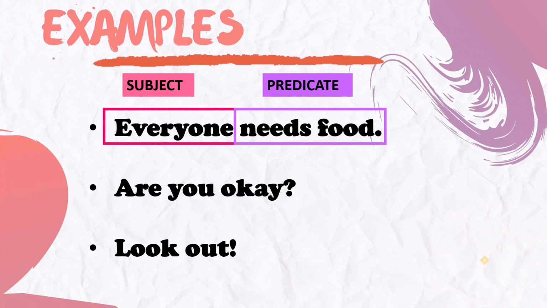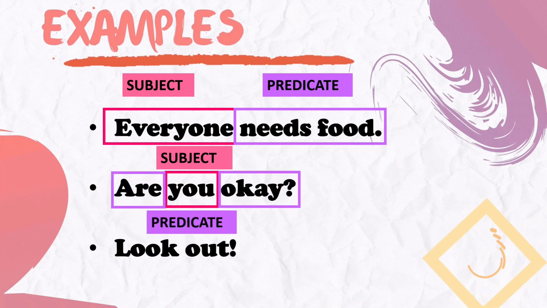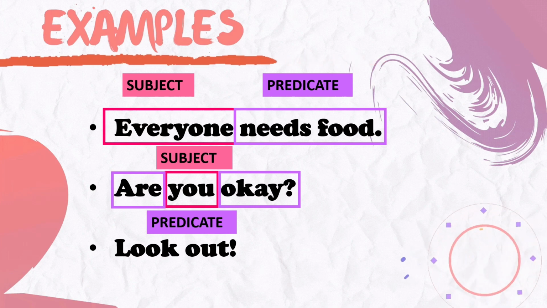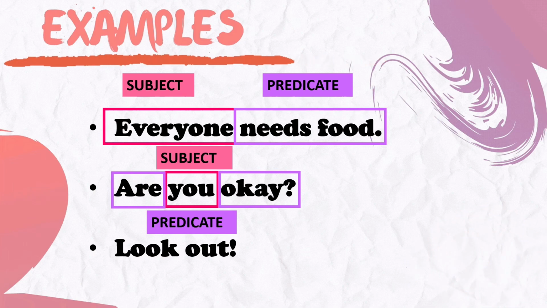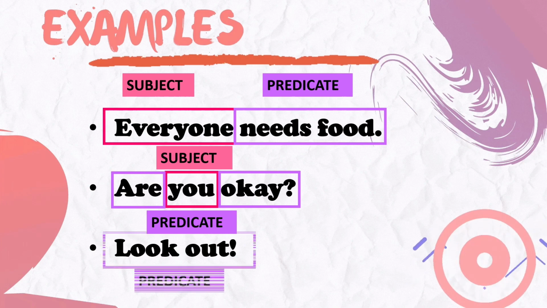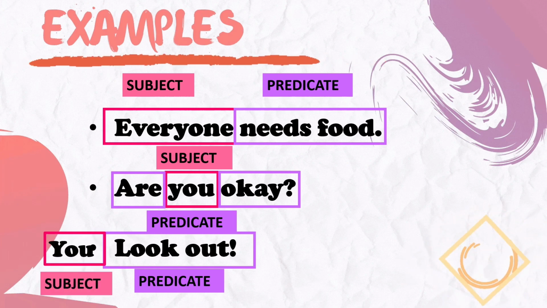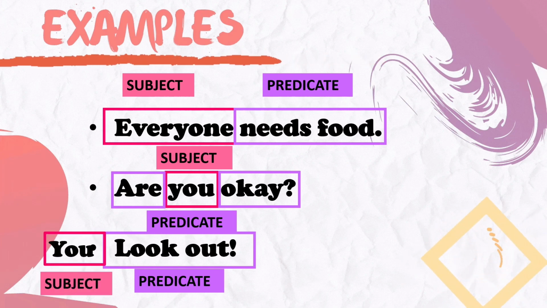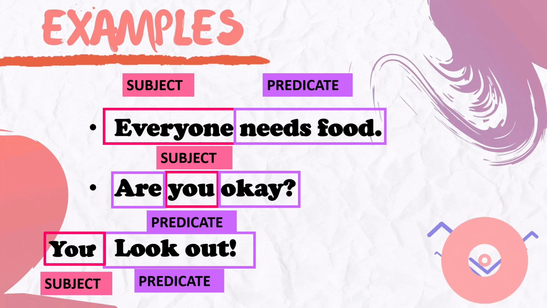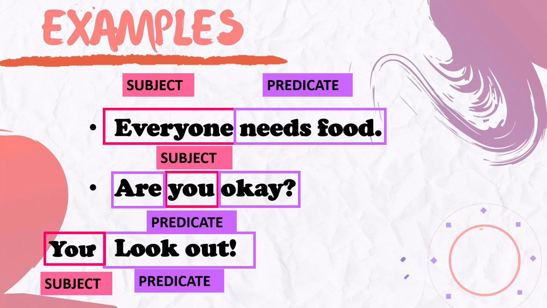Are you okay? The subject is you and the predicate is are okay. Though it ends in a question mark, it can be considered a sentence because it expresses a complete thought. Next, look out! This group of words is just a predicate, but it has an underlying subject which is you. This is an example of an imperative sentence that commands you to look out. Therefore, this is a sentence.